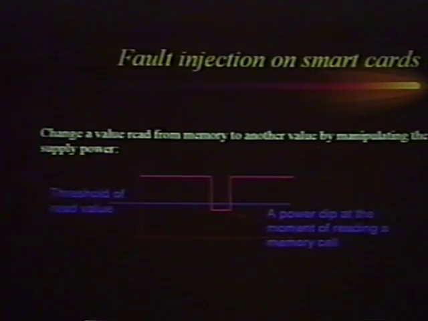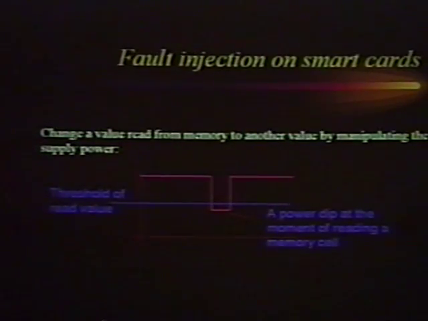Okay, the final subject, fault injection. I already mentioned it. When you try to interrupt the power supply or introduce an electromagnetic spike, something can happen. And here we have an example. Suppose your chip, your smart card, is doing a read operation in which it tries to get the value of a memory cell. And exactly during this read operation, you dip the power supply. You reduce it to less than half. And you do this for a very short time.